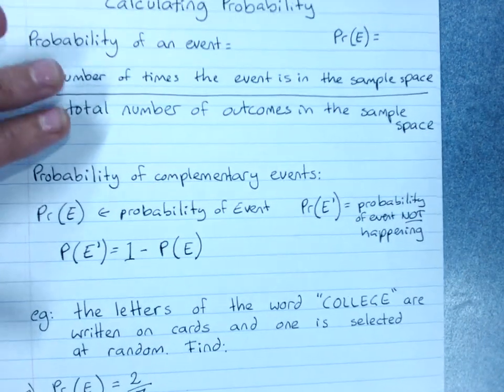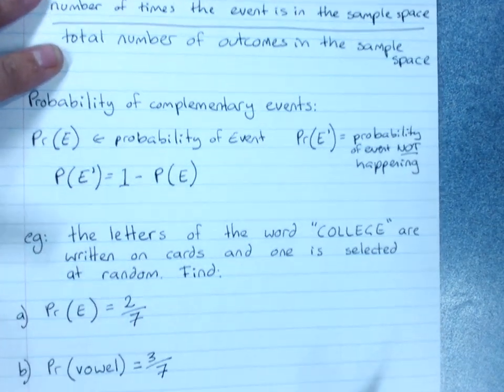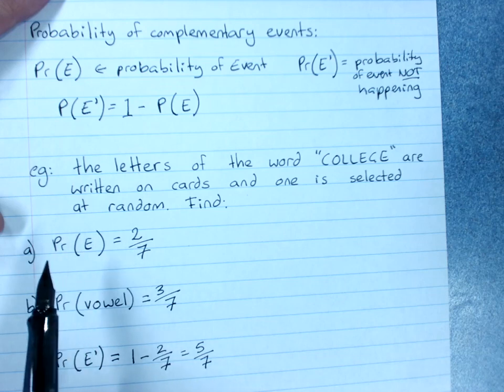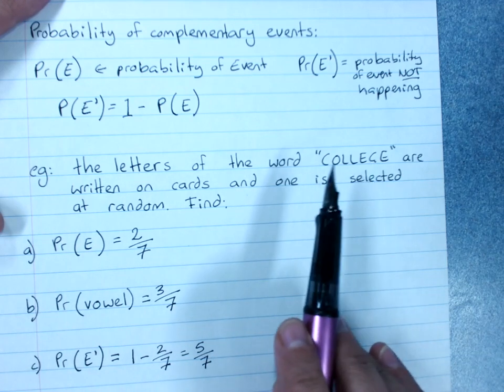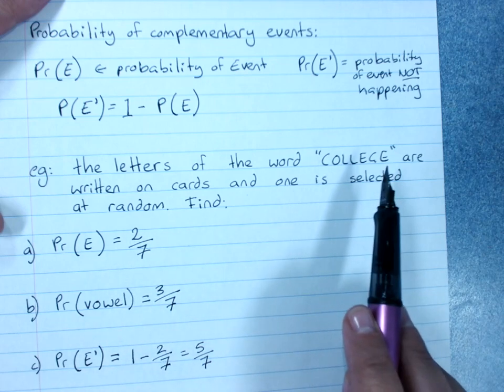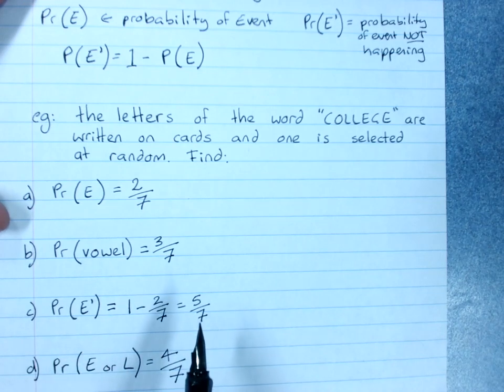So while the type of the formula is a little bit hard to understand, it's actually really easy to use, because you're just saying for any event, the probability is how many times is it in the sample space divided by the total number of outcomes in the sample space. And the probability of an event's complement is whatever was left over out of the total.